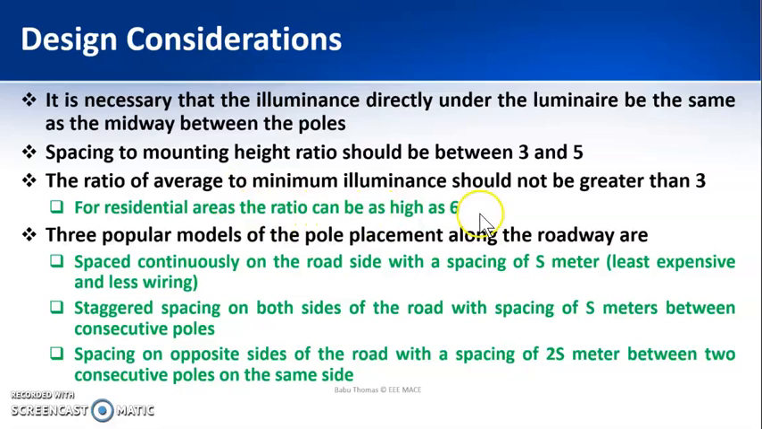and for residential areas it can be as high as 6. And we have seen the various ways of pole placement: one-sided, two-sided, davit, and staggered. In that, the three most popular models are continuously spaced on the roadside with a spacing of S meters, staggered spacing on both sides, and spacing on opposite sides of the road with a spacing of 2S meters between two consecutive poles on the same side. And this is nothing but the spacing between the consecutive poles. So that is the case of road lighting.